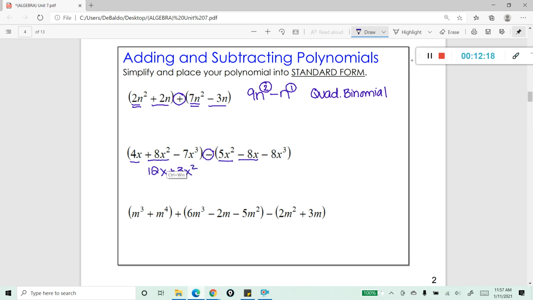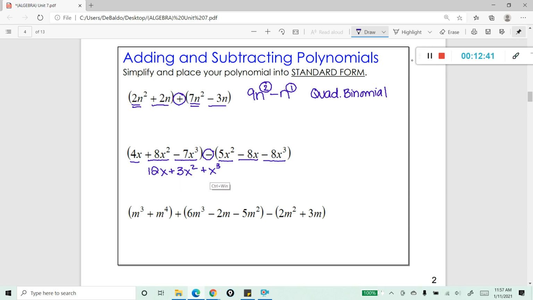And then I'm going to go ahead and finish with negative 7x cubed and negative 8x cubed. But again, I'm going to subtract them. So that really turns into addition. So that's going to give us positive x cubed. Now, there's your polynomial. Now we're going to put it in standard form.